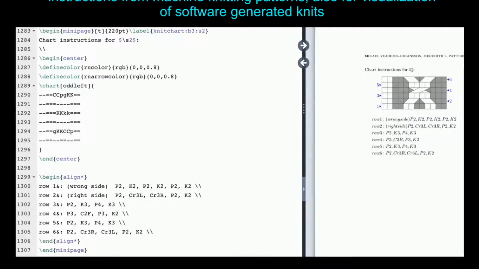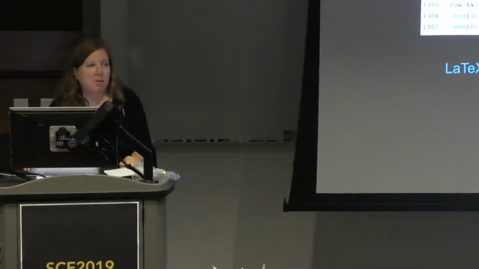So it could be cool to be able to output a lot of versions, not just things for knitting machines, but also things for hand knitters. I don't know, that was just a thought. Or maybe to be able to go in the other direction, take hand knitting instructions and be able to make them into machine knitting instructions.